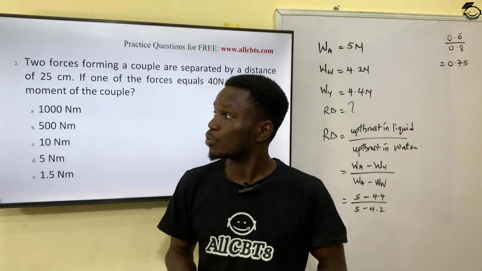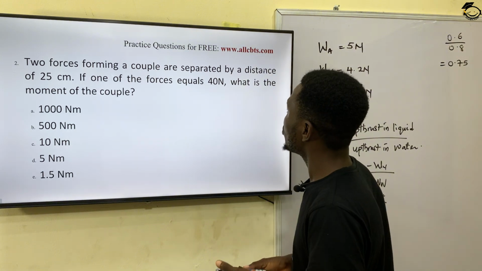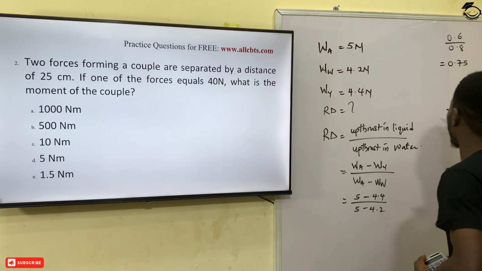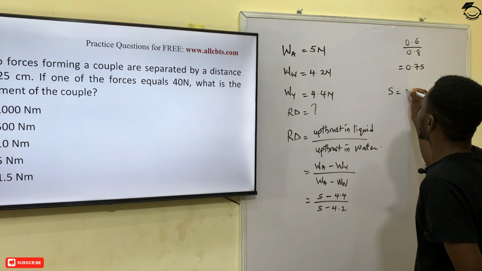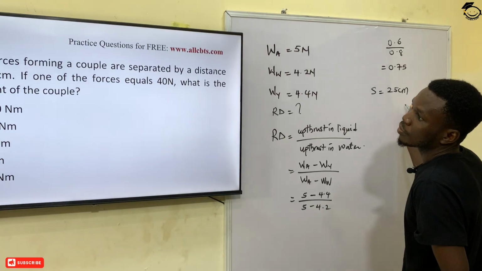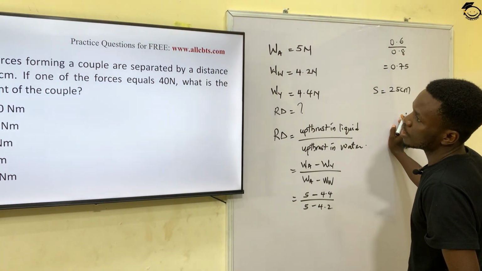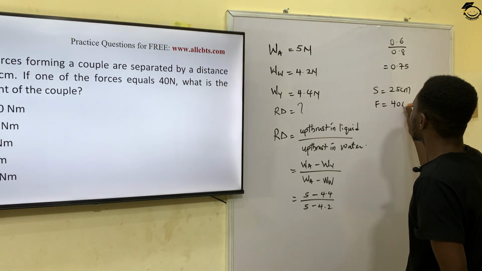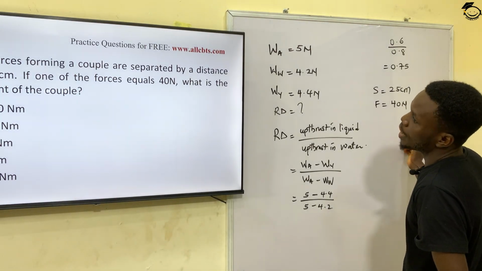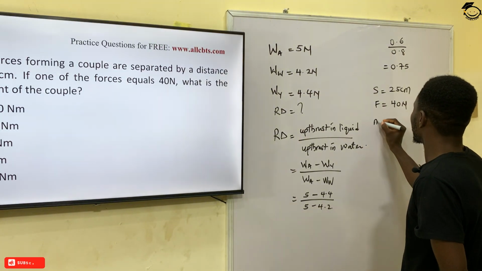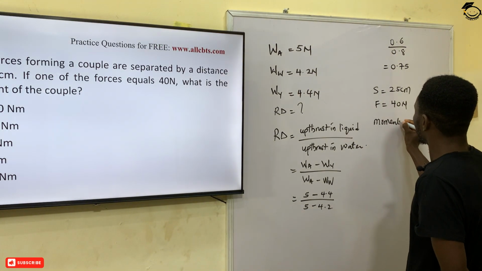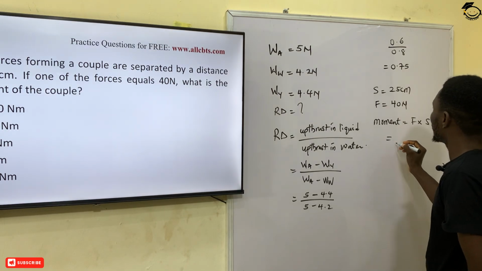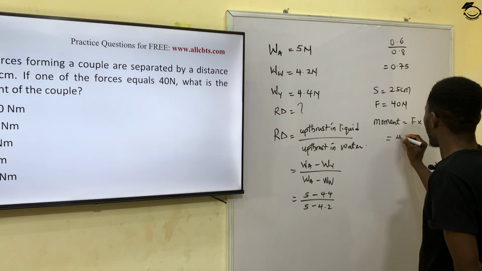Moving on to question number 2, it says, two forces forming a couple are separated by a distance of 25 centimeters. So our distance of separation is 25 centimeters. It said if one of the forces equals 40 Newton. So we have one of the forces equal to 40 Newton. So what is the moment of the couple? We know that the moment is equal to force times the distance. So this means that the moment of this couple is 40 times.